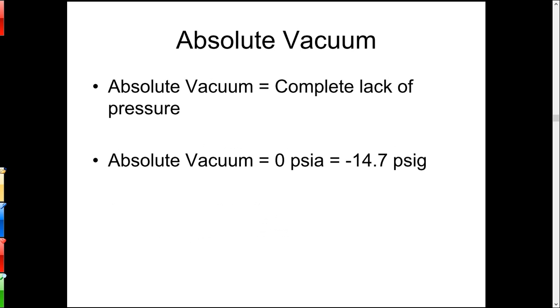Now, an absolute vacuum is a complete lack of pressure. That would be a condition like in outer space. You can't create such a thing here on Earth; quite often you have to do it in a lab. So what you would have then would be 0 psia. That would be an absolute vacuum, which would be negative 14.7 psig. Okay, so that's what we call an absolute vacuum, just no pressure at all.